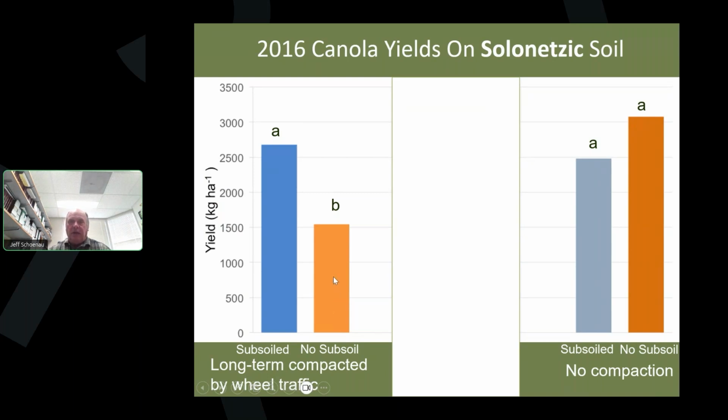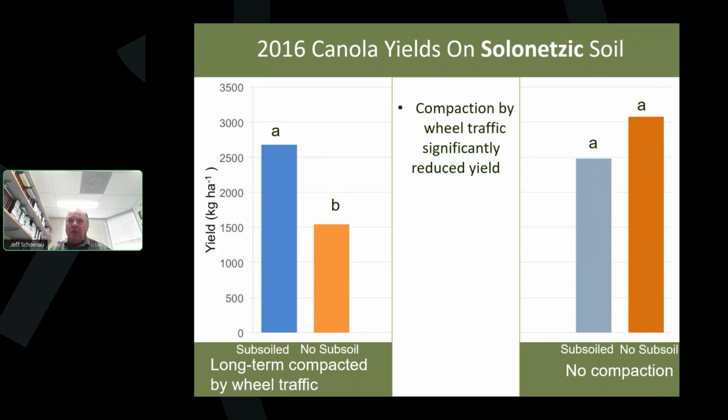Moving over to where we had long-term compaction by wheel traffic, and there was no subsoiling done on it. If we compare that to the yield where there was no compaction, we see significantly lower yield here as a result of that long-term wheel traffic compaction. And when we look at the impact of the subsoiling on that, we see a significant large increase in yield in that area that was experienced long-term compaction by wheel traffic.